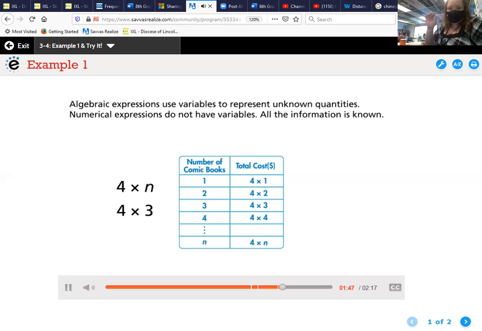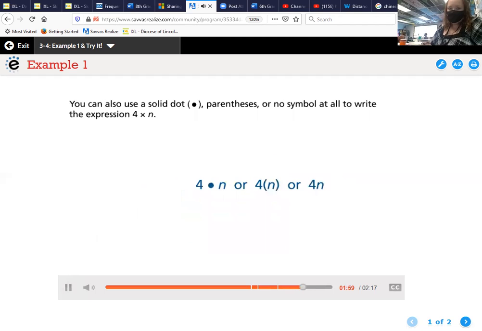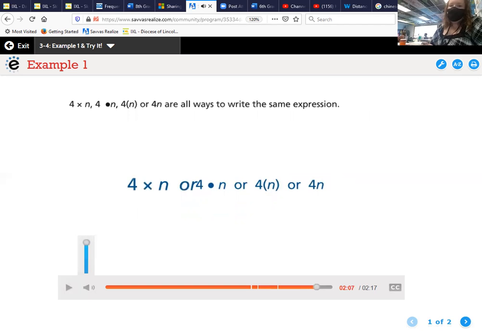Algebraic expressions use variables to represent unknown quantities. Numerical expressions do not have variables. All the information is known. You can also use a solid dot, parentheses, or no symbol at all to write the expression 4 times n. 4 times n, 4 times n, 4n, or 4n are all ways to write the same expression.